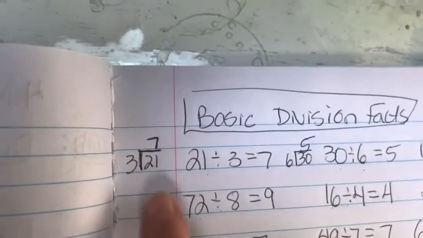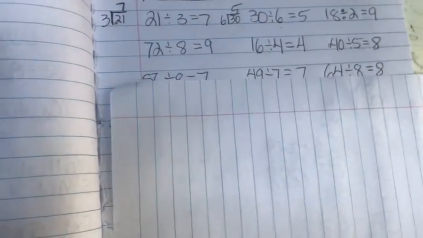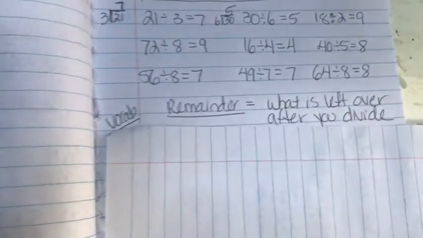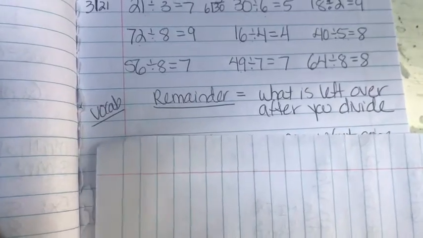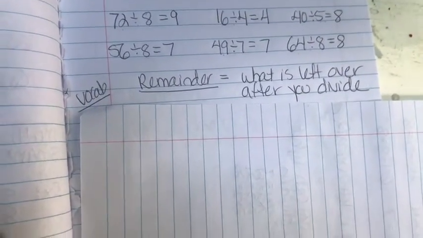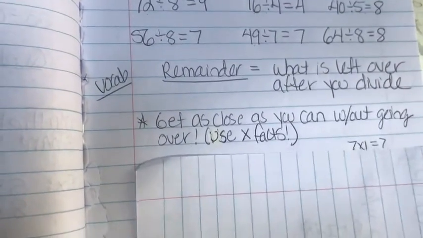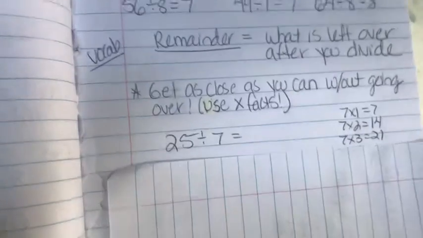Okay, so those are the two ways that you will see it. All right, so now we're going to move on. You're going to need to know another vocabulary word right now, and that is remainder. Remainder is what you have left over after you divide, whatever remains left, okay? So we're going to talk about some problems now where you're going to have a remainder, okay?